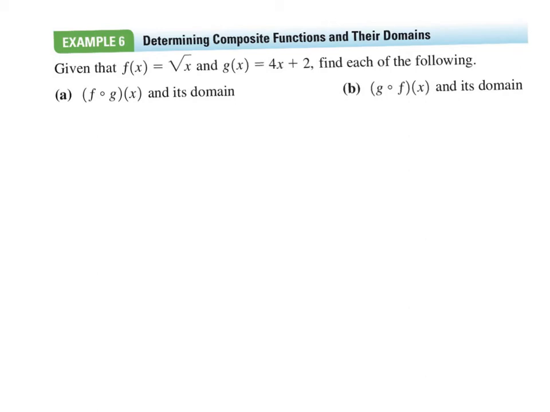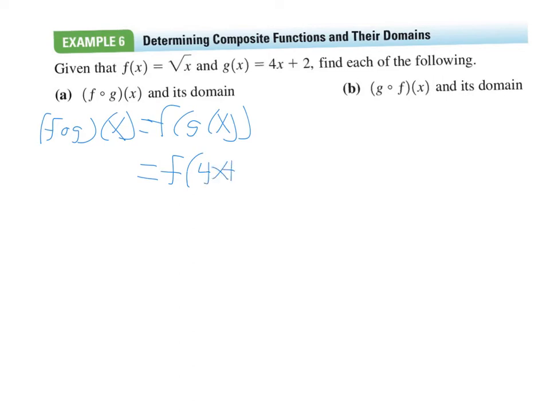Alright, so here's another example. Given that f of x is equal to the square root of x and g of x is equal to 4x plus 2, find each of the following. Start with part A, f of g of x. Remember that means f of g of x. That just means everywhere there's an x in f, you can replace it with 4x plus 2. So that means instead of the square root of x, it'd be square root of 4x plus 2.